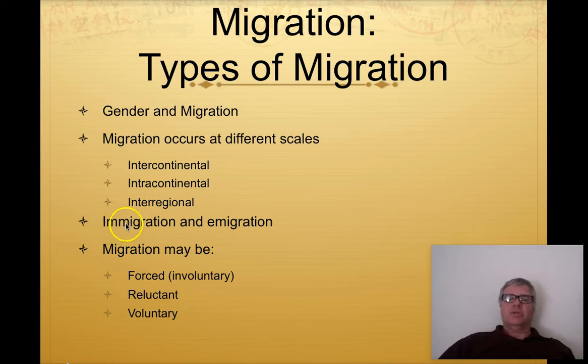Two terms that sometimes are confused because they sound the same: immigration and emigration. Immigration is when people come into a place. Emigration is when people are leaving. Immigration, coming in; emigration, leaving. So migration can be forced, can be done reluctantly or voluntarily.